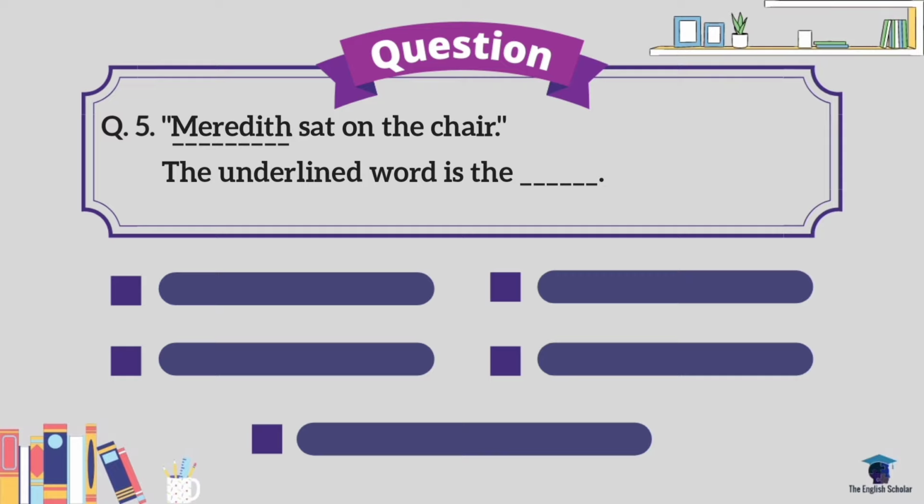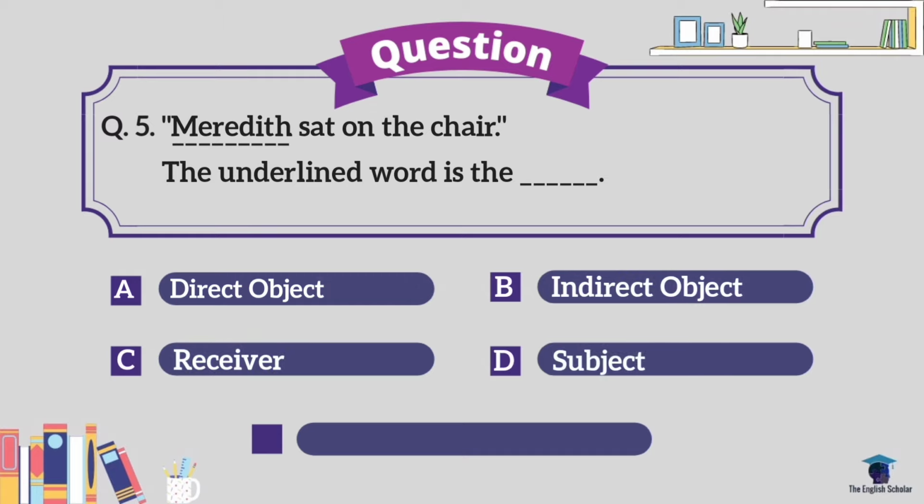5. Meredith sat on the chair. The underlined word is the A. Direct object, B. Indirect object, C. Receiver, D. Subject, E. Object of preposition. Your 15 seconds starts now. Time is up. The correct answer is letter D. Subject.